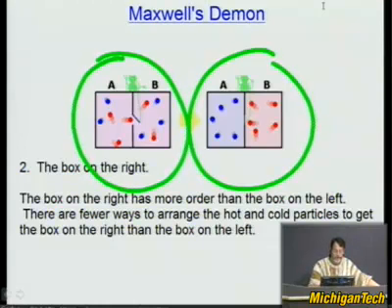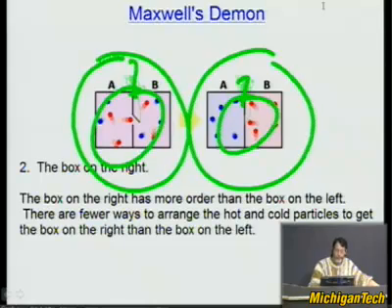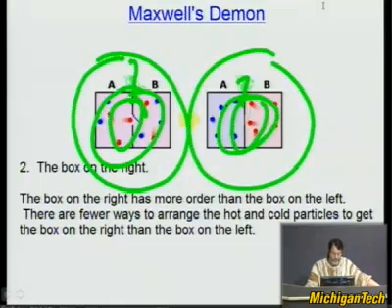So if you were to shake these, if you were to remove these partitions, then you would get something more like this after some time than something like this. Lots of states like this exist and not so many states like that exist. So there are fewer ways to arrange the hot and cold particles to get the box on the right than the box on the left.